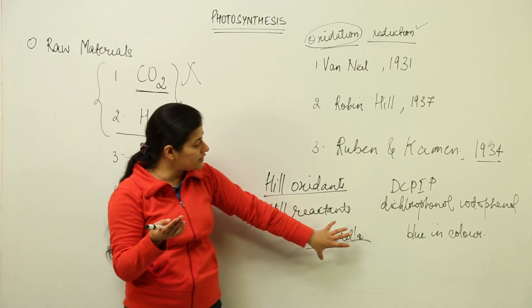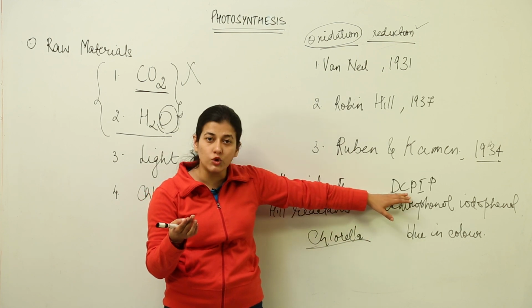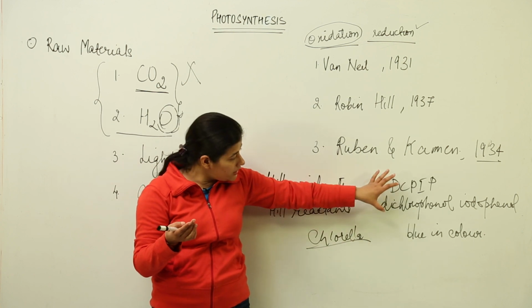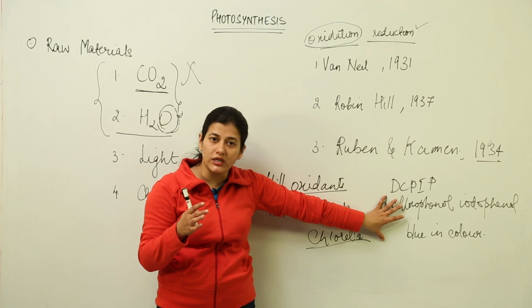You just have to consider that he took chlorella. He provided it with a compound that could be easily reduced, that is otherwise known as Hill's reactant. He provided this particular culture with a compound. This compound was blue in color.